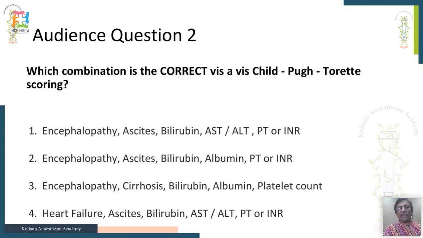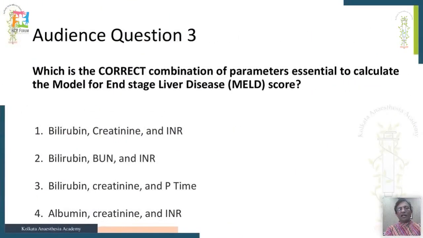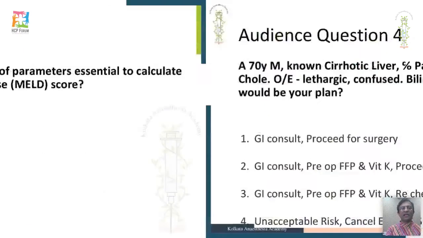Correct combination for the Child-Pugh-Turcotte scores. The answer is encephalopathy, ascites, bilirubin, albumin, PT, or INR. I think it's better to remember just INR. In the MELD scores, what are taken care of? I think you would possibly now answer it absolutely correctly. It is just bilirubin, creatinine, and INR. And then you had modifications, but about MELD scores, all you have to feed in is bilirubin, creatinine, and INR.